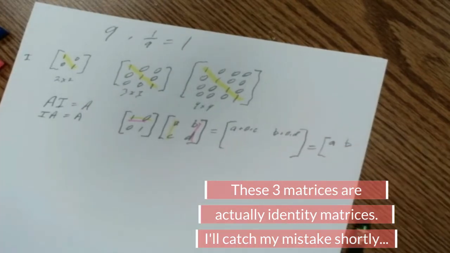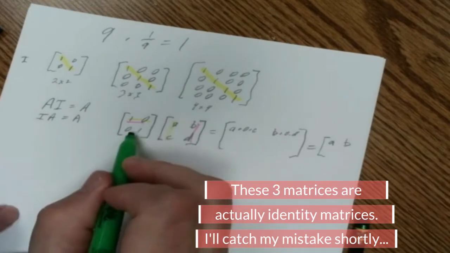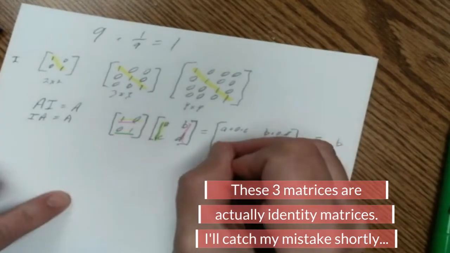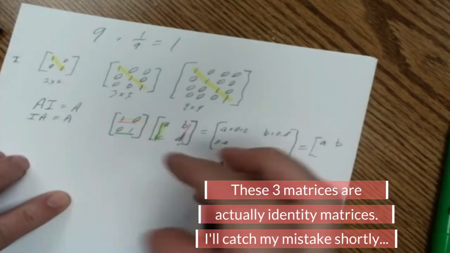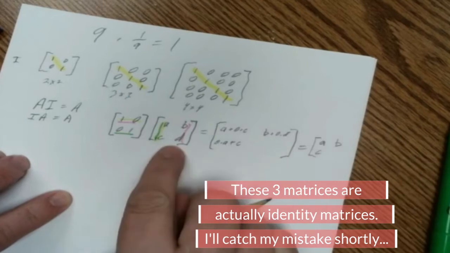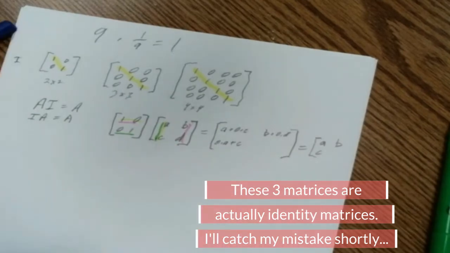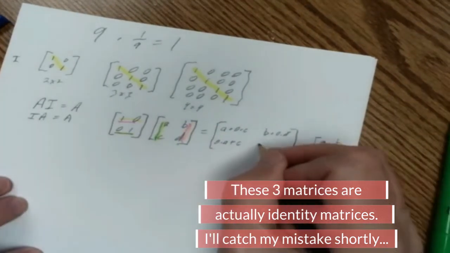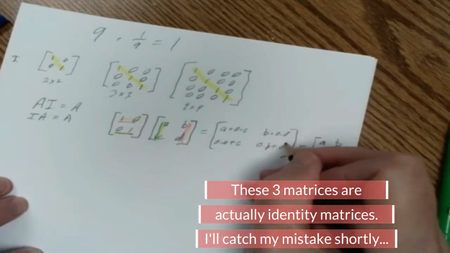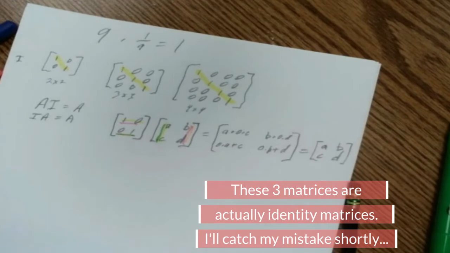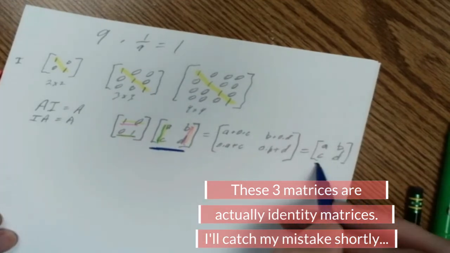Down here, right, let's do this one. This row times this column. So it's 0 times A, and 1 times C is just C, so plus C. A times 0 is 0, plus C is just C. And then for the last one, we do this row times the last column. 0 times B plus 1 times D is just D. So 0 times B plus D. Look at that, we end up just where we started with A.